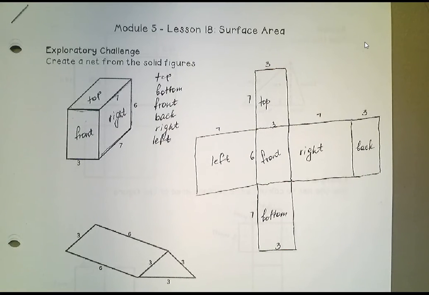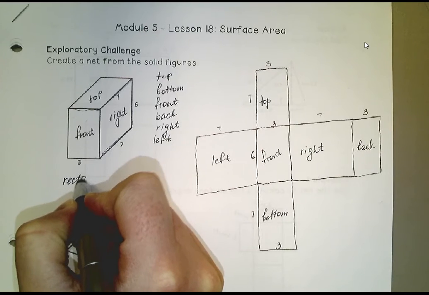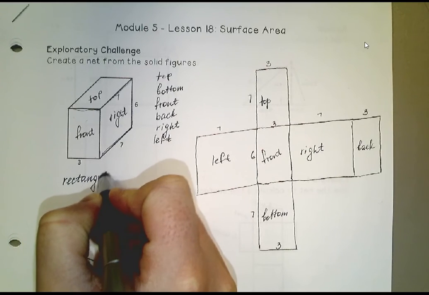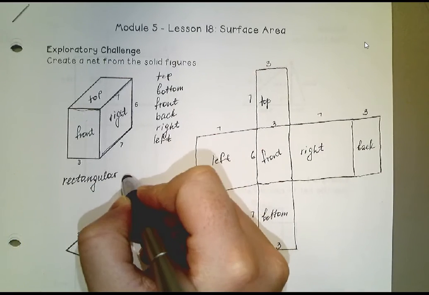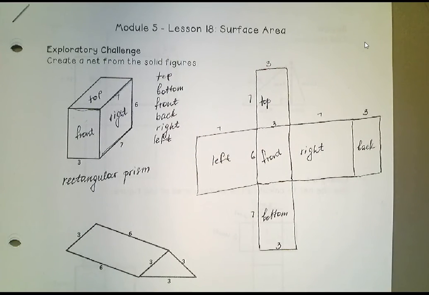This is called a rectangular prism. I want to write it down: rectangular prism. The shape is called a rectangular prism because it's made out of rectangles.